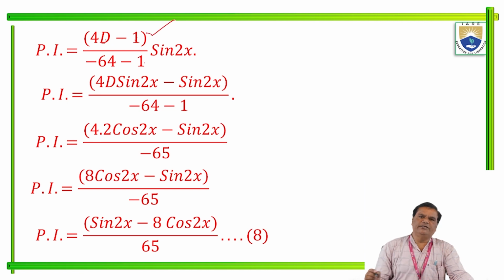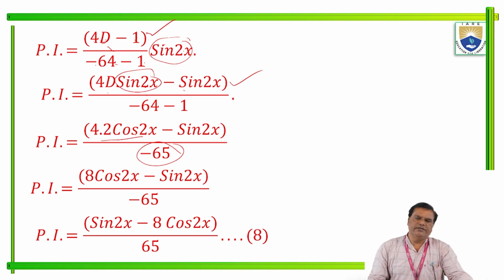Now this sin 2x multiplies in the numerator. D is the differentiation operator with respect to x. When any function is multiplied with the operator, we differentiate the function. So I am writing 4D sin 2x minus 1 into sin 2x upon minus 64 minus 1, that is minus 65. Now the differentiation of sin 2x is 2 cos 2x.